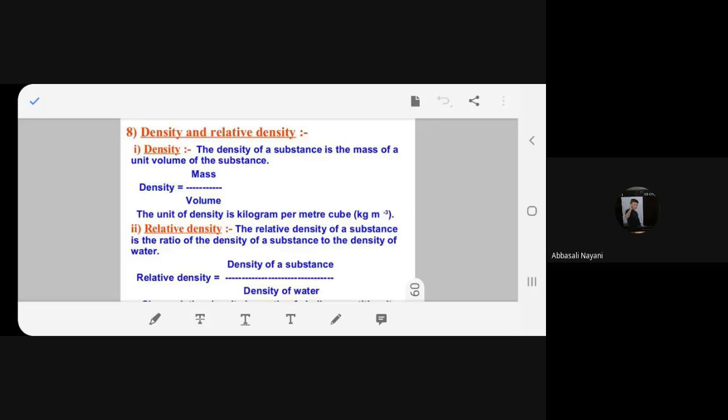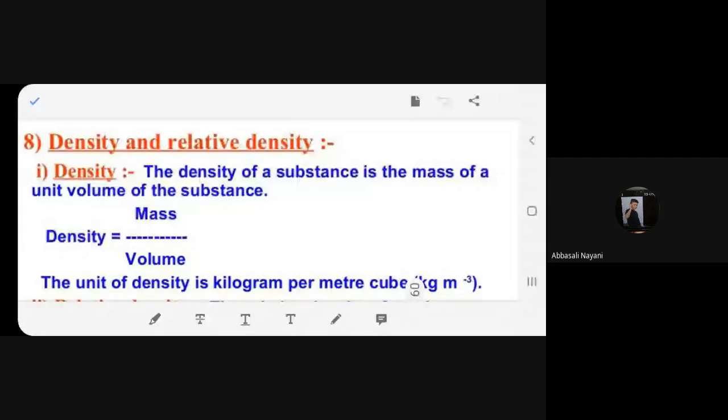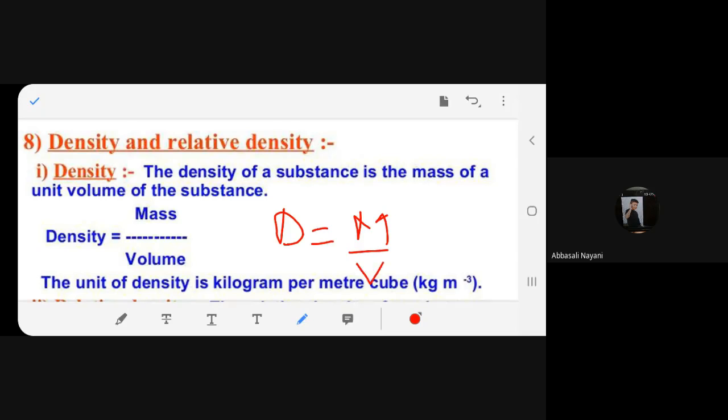Okay. So what is density? We know that density is mass per volume. We already know that; from 6th or 7th standard onwards, you know what density is. So it is mass per unit volume. So D is equal to M upon V. This is how you have to remember. What is the unit of M? Kilogram. What is the unit of volume? Meter cube. So you just have to put kilogram per meter cube. You understood?